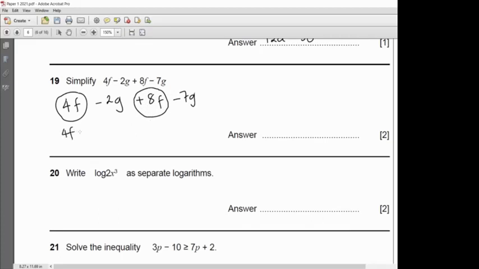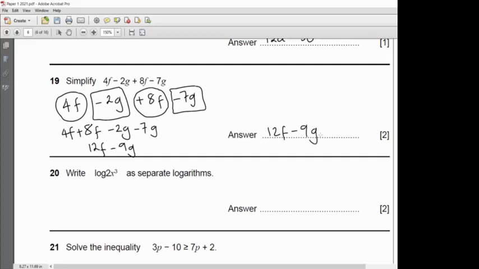So I have 4f plus 8f, and then the same thing, these two are like terms. The sign in front of the term is part of the term. So then I have negative 2g minus 7g. So 4f plus 8f, this is 12f, and then negative 2g minus 7g, this is negative 9g. So our final answer here is 12f minus 9g.